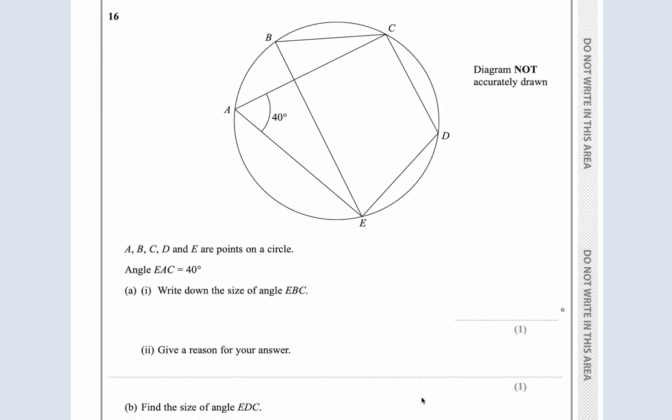Question 16. Okay, A, B, C, D, E are points on a circle. Write down the size of angle EBC. This angle here, this is 40, guys. It is 40 because of angles in the same segment. So it's angles in this segment here. They are equal. That is one of the circle theorems. So it's 40 degrees. Reason: angles in the same segment are equal.